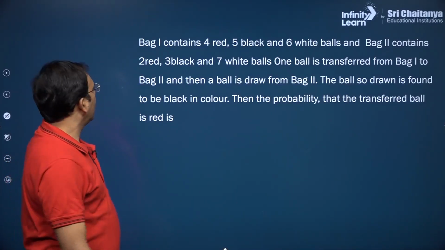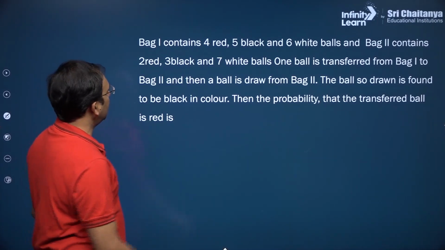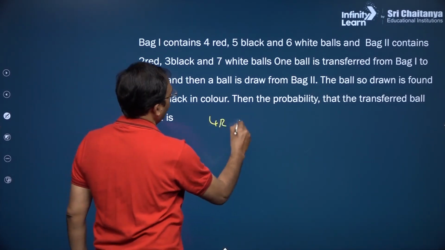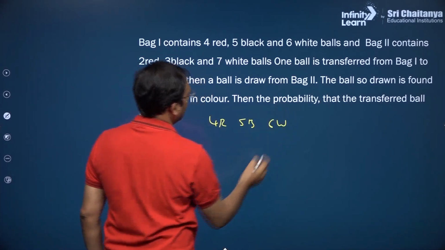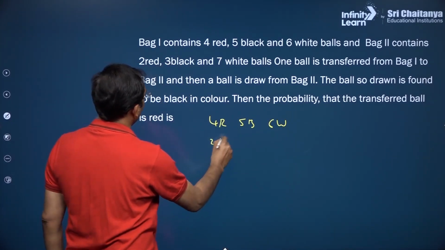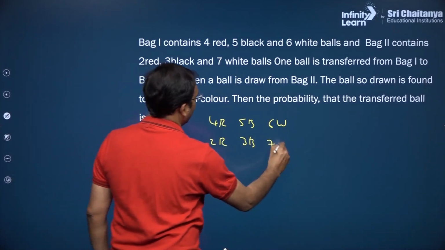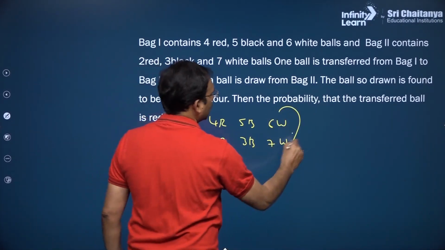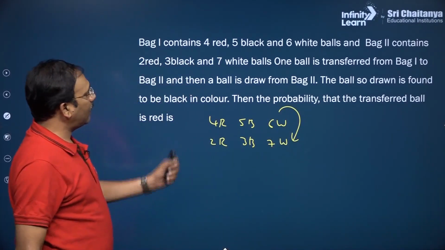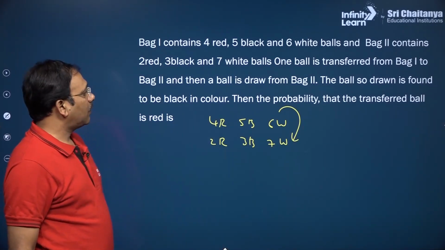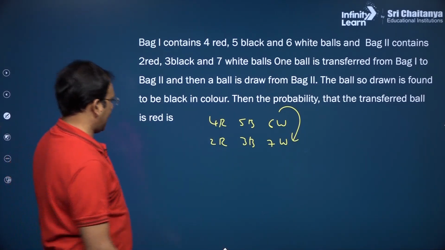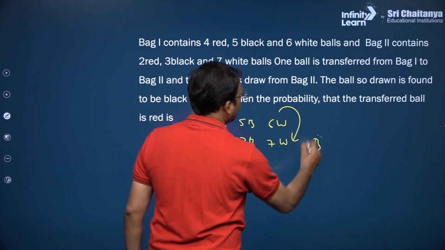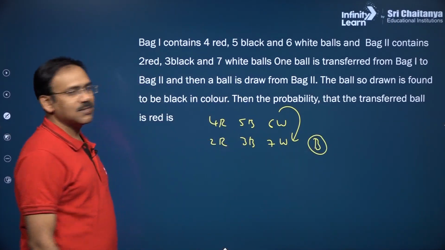Next, it is simple. Bag 1 contains 4 red, 5 black, 6 white balls, and bag 2 contains 2 red, 3 black and 7 white balls. Now one ball is transferred from bag 1 to bag 2, and then a ball is drawn from bag 2. The ball so drawn is found to be black in color. The probability that the transferred ball is red.